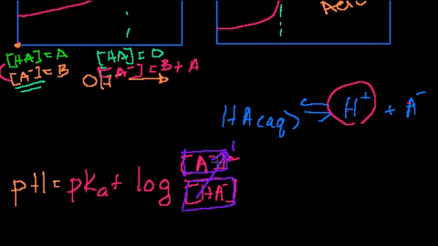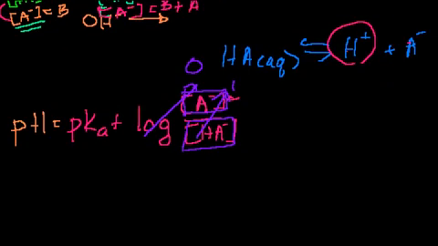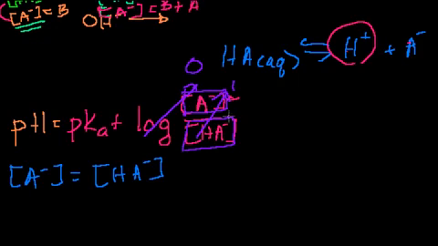Right? And what's the log of 1? Well, 10 to the 0 power is 1. So log base 10 of 1 is 0. So this whole thing will be 0. So that's interesting. When you have your concentration of conjugate base equal to your concentration of your weak acid, this whole term turns into 0, and then your pH is equal to your pKa.